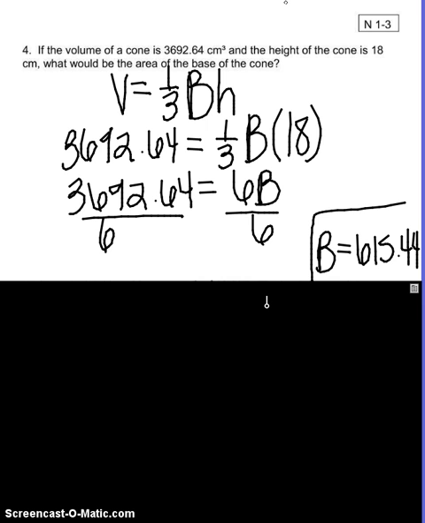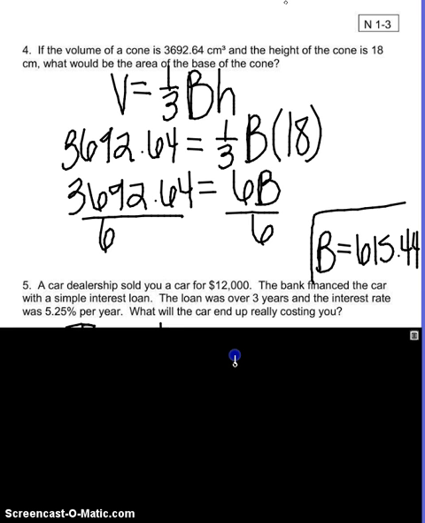So let's look at our last question. And our last question is dealing with interest. It's going to be simple interest. So here it says a car dealership sold you a car for $12,000. The bank financed the car with a simple interest loan. The loan was over 3 years and the interest rate was 5.25% per year. What will the car end up really costing you?